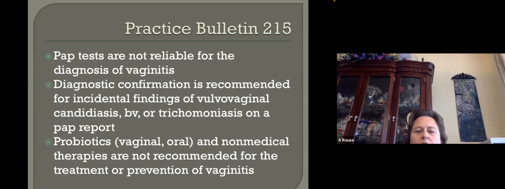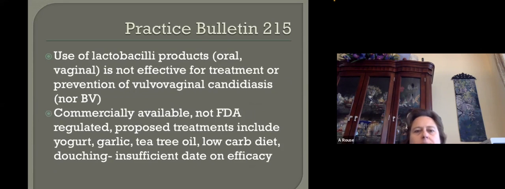And then the use of probiotics and other therapies are not recommended, but you will hear patients telling you how they're doing all these things. Oral or vaginal lactobacilli are not effective. And anything that's commercially available is not FDA regulated, but you'll hear people tell you they've used yogurt. I mean, there's a lot of benefits to yogurt. As long as they pick the lower sugar versions, it's a good source of calcium and protein and whatnot. Garlic, I don't see anything wrong with garlic.